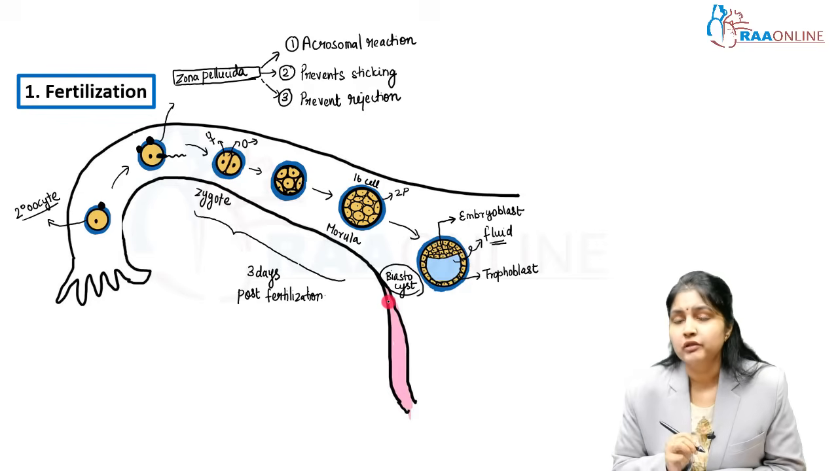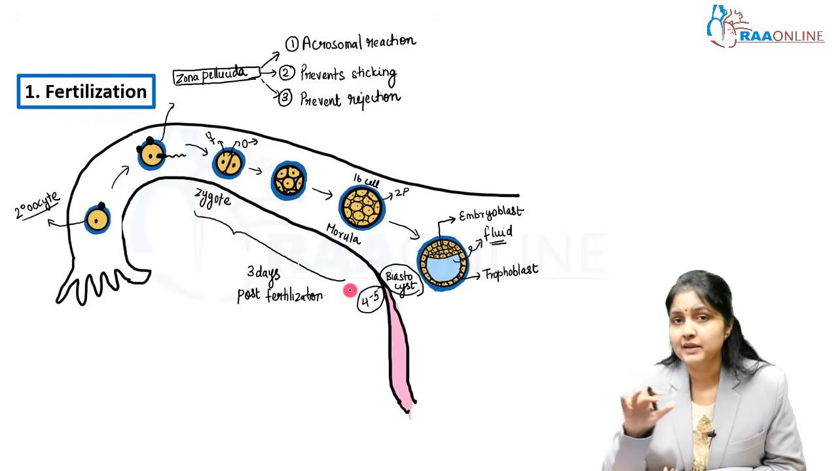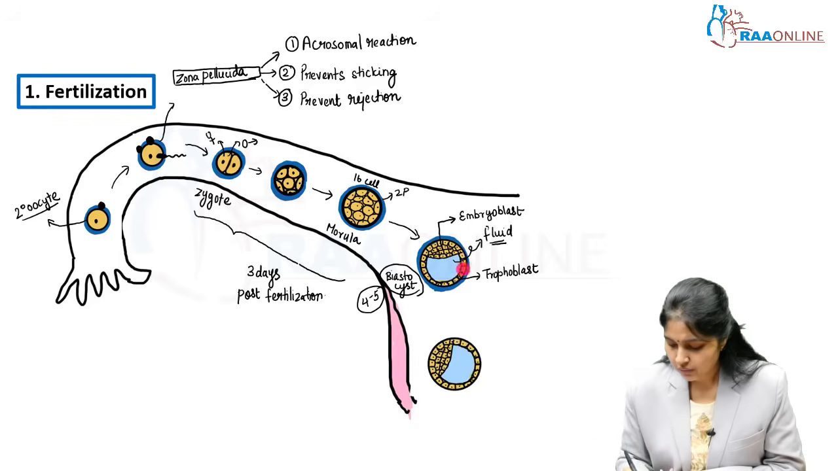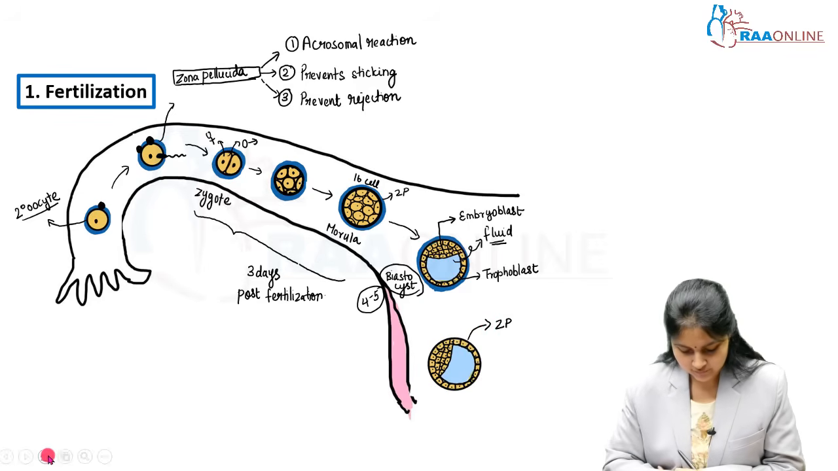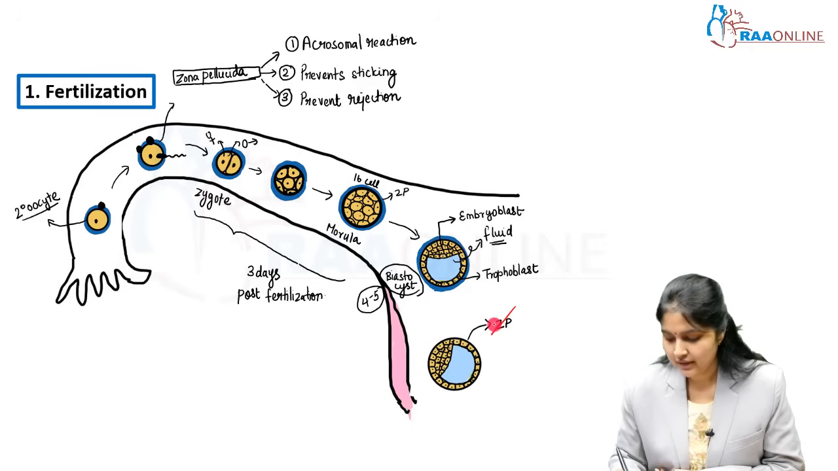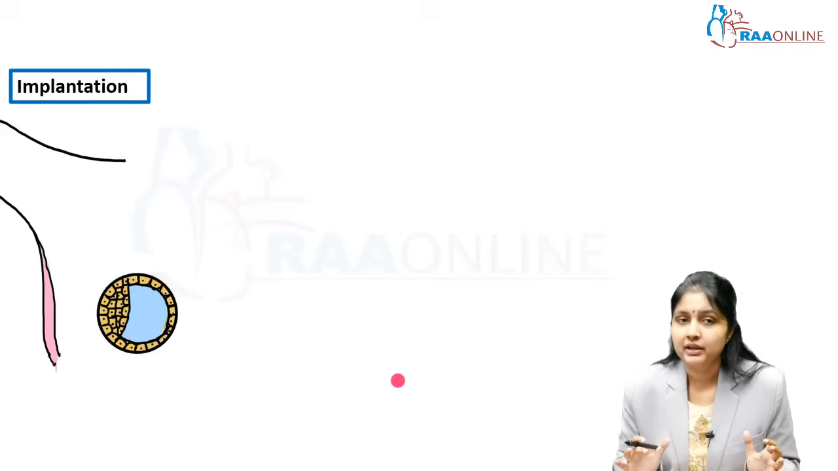The formation of the blastocyst happens around 4 to 5 days post fertilization, and this is when it enters the uterine cavity. Once it enters the uterine cavity, as you can see, it loses the zona pellucida, which means that now it is ready to get itself implanted in the uterine cavity. Now let's look at the implantation process.